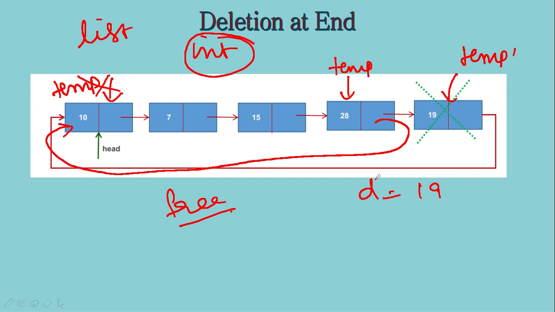Free the memory in the sense I have to give it back, because this memory is dynamically allocated. In C++ we use new for allocating, so we have to use delete for giving back the memory, and then I have to return the value of D. This is how our coding should go.